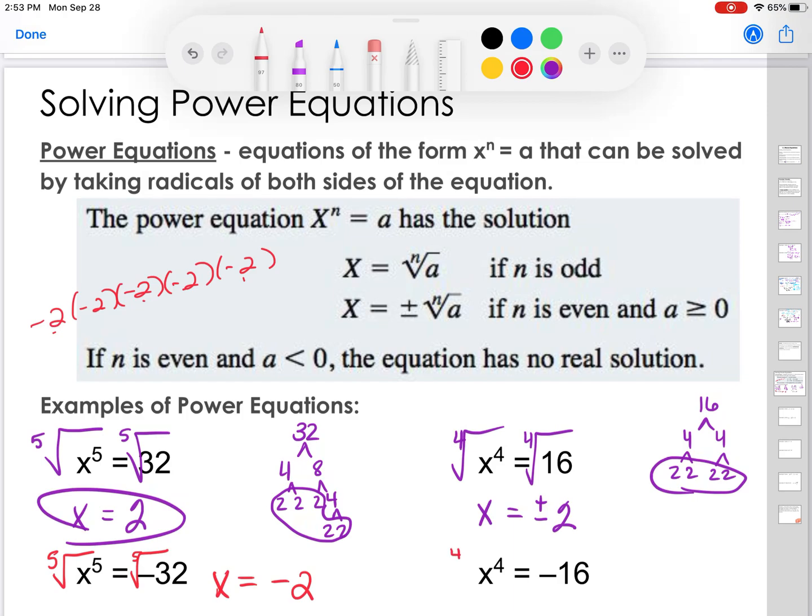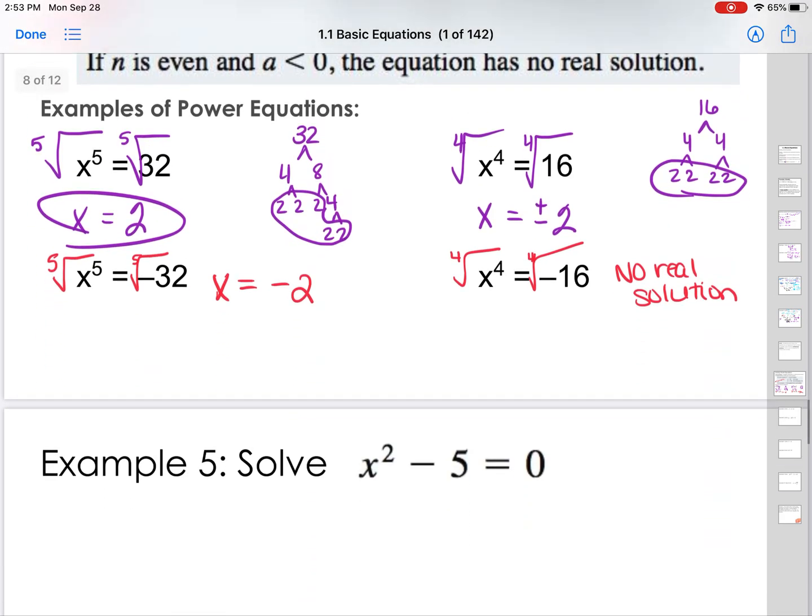All right, the fourth root on both sides, I cannot take an even radical of a negative, so there is no real solution here. We'll talk about what does happen though when we get to section 1-4.